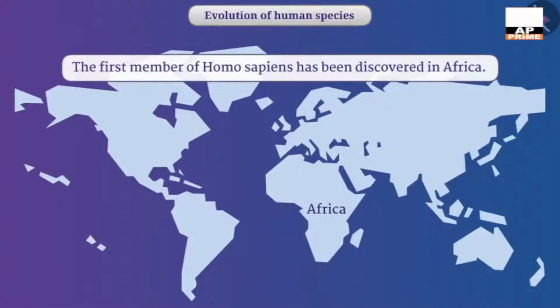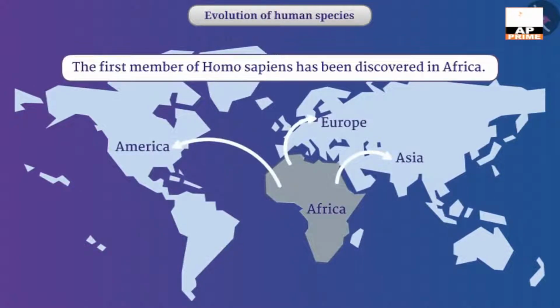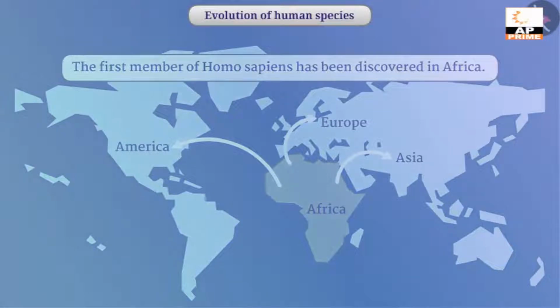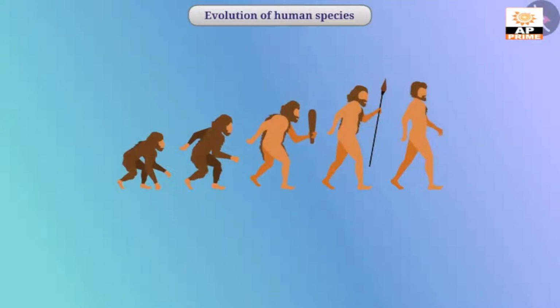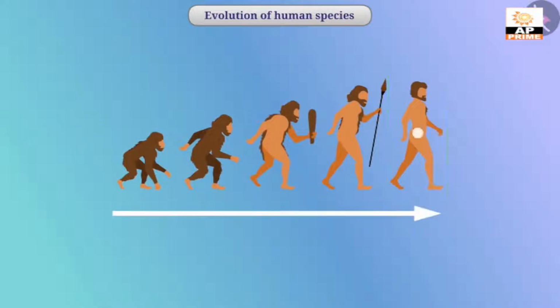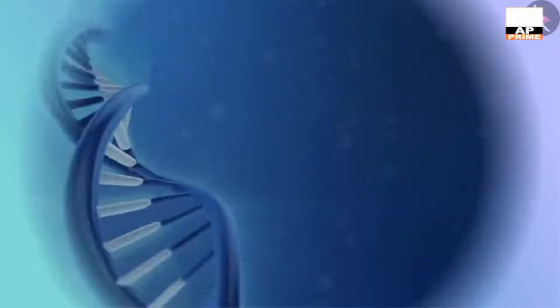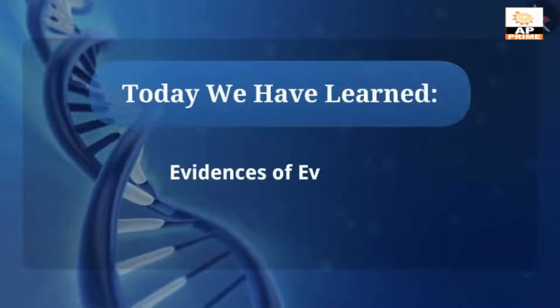The first member of the human race, that is Homo sapiens, has been discovered in Africa. This means that humans must have originated in Africa. A few thousand years ago, our ancestors spread all over Africa and in Asia, Europe, America, etc. in order to live life in the best way. Generation by generation, variations got accumulated which resulted in evolution, and thus the human being of today has evolved. So today we have learned evidences of evolution.